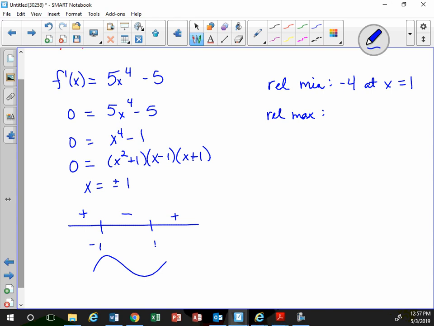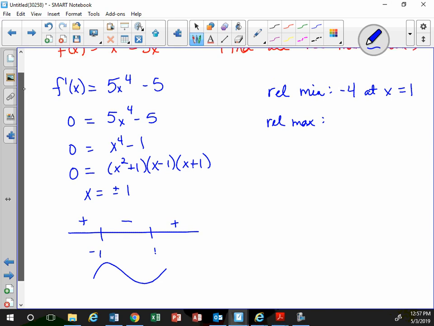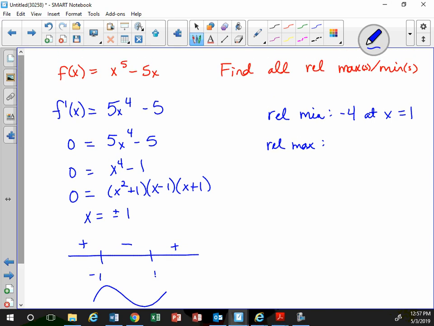What is the max going to be, guys? When you plug -1 in, you get -1 plus 5, 4. You plug it into the original, because I'm talking about the max or the min of the original function. All this increasing, decreasing, max and min, it is all of the original. When you're testing your number line, you are testing the derivative.